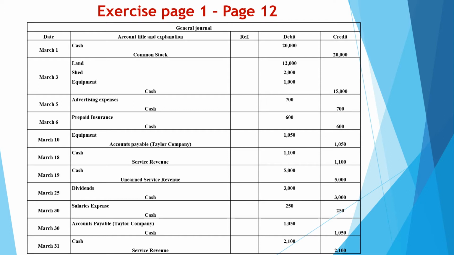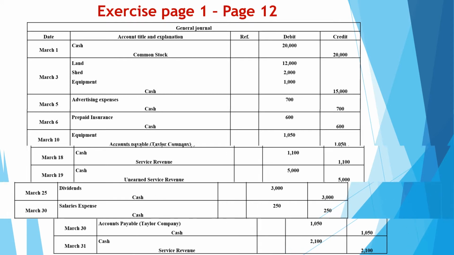The last transaction, on March 31, received 2,100 cash for golf fees, or for service revenue. Actually, this transaction is similar to the transaction of March 18. We perform a service for cash. So the cash increases in debit and the service revenue increases in credit for $2,100.